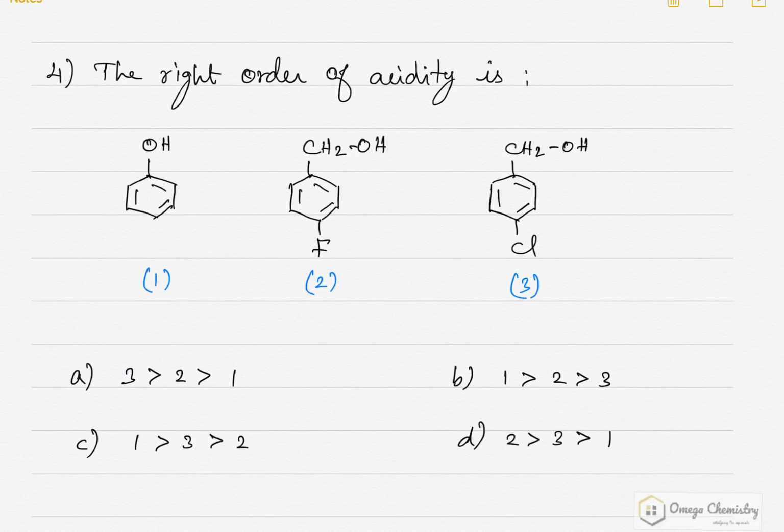Fourth one, the right order of acidity is, so the correct answer is B. It's because the conjugate base will be stabilized by resonance for the first compound, whereas no such resonance is possible with these two compounds. It's only based on the electron withdrawing group. Fluorine's electronegativity is much greater than chlorine, so its minus I effect is much greater than minus I effect of chlorine.